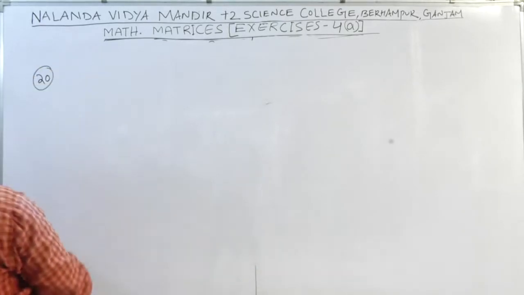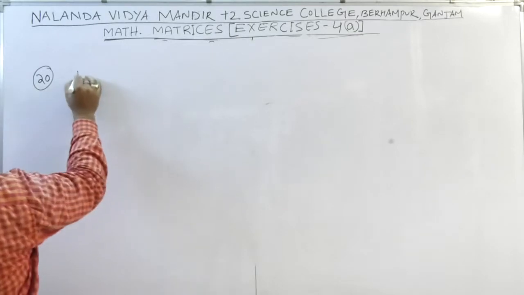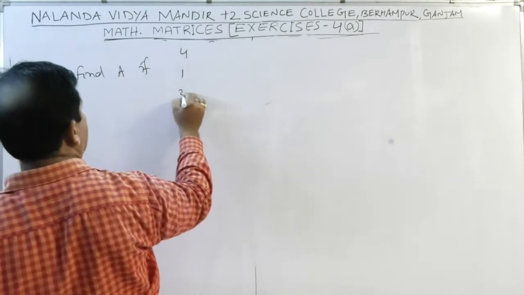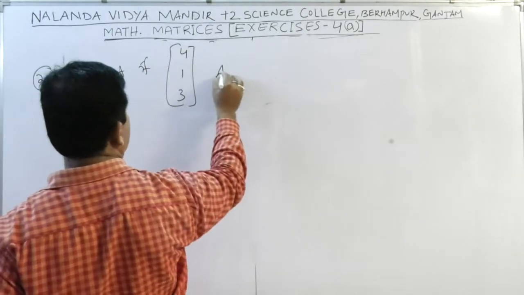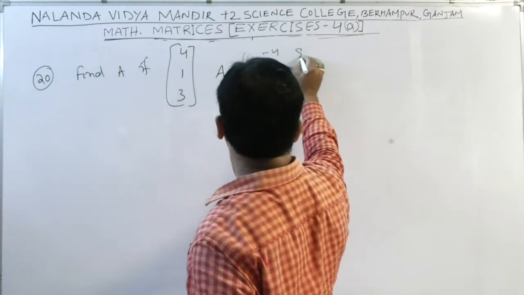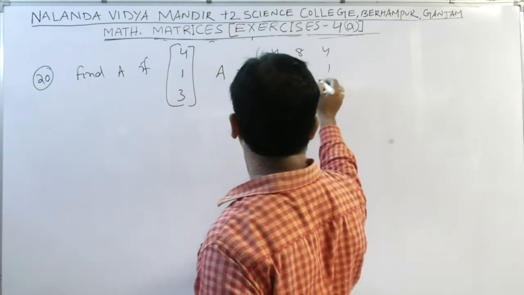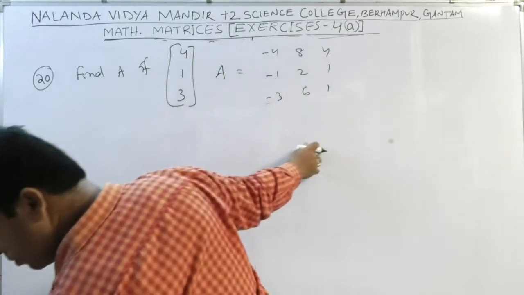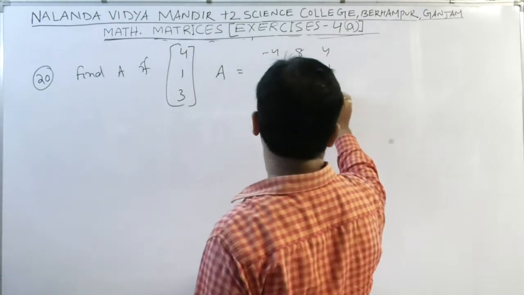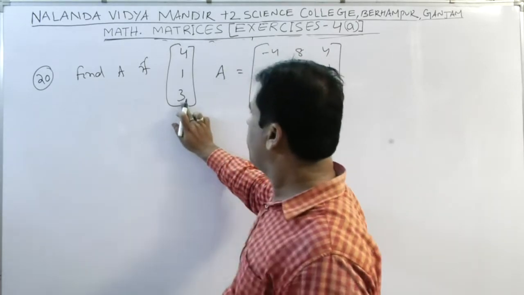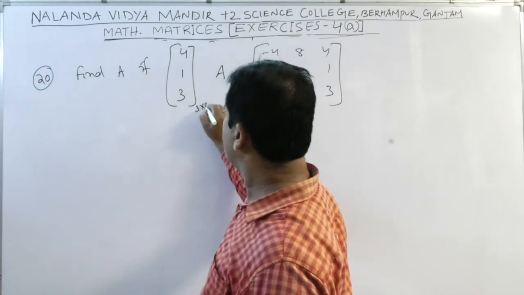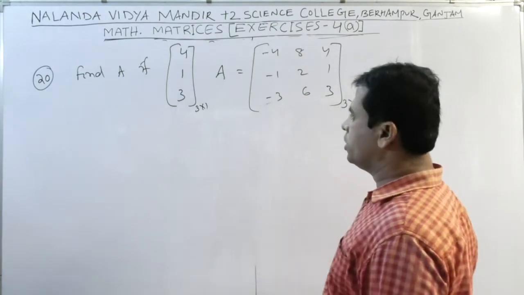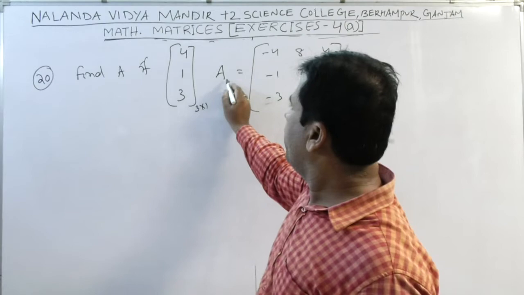Question number 20. Find A if 4, 1, 3 multiplied with the A matrix gives the matrix minus 4, 8, 4, minus 1, 2, 1, minus 3, 6, 3. The order of the pre-factor is 3 cross 1. And if we multiply this by A, we get this matrix, whose order is 3 cross 3. Therefore, from these two, we can find the order of the A matrix.